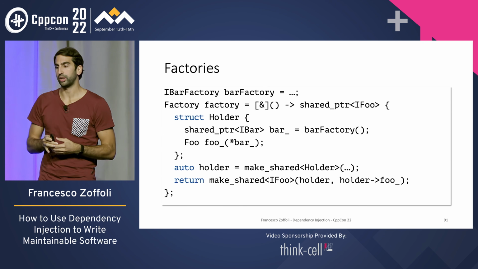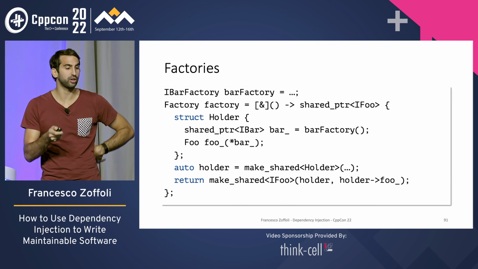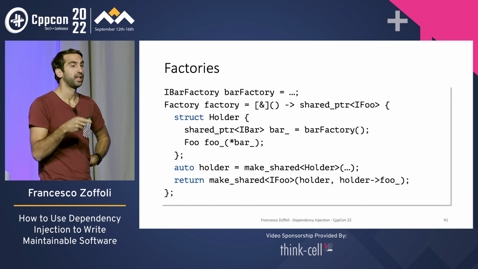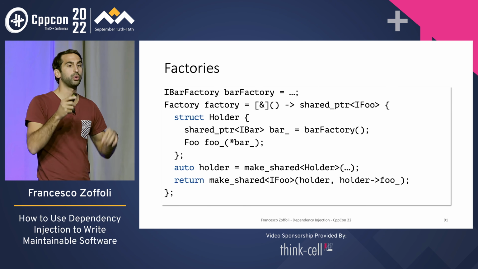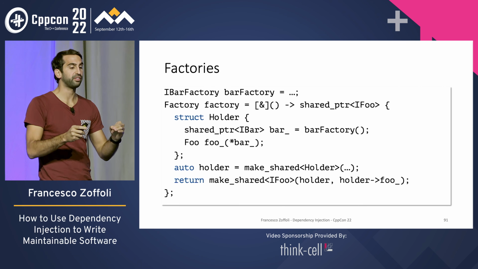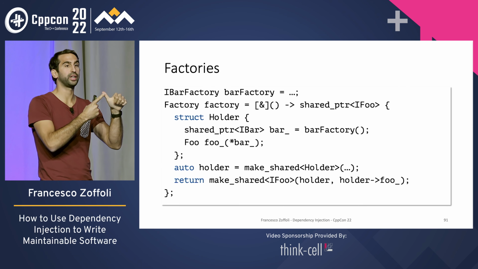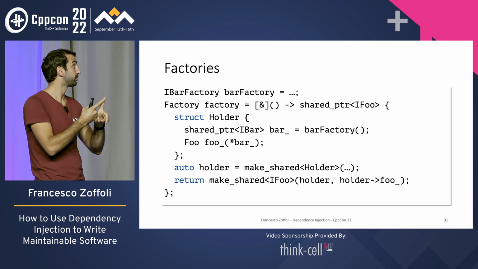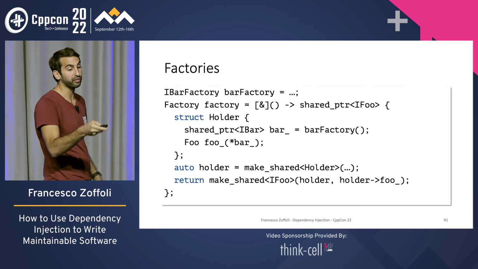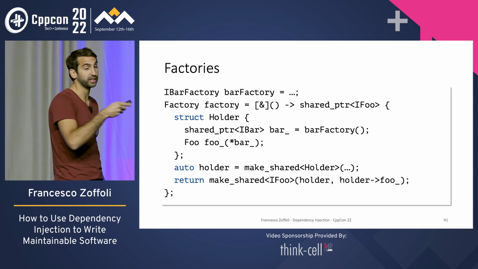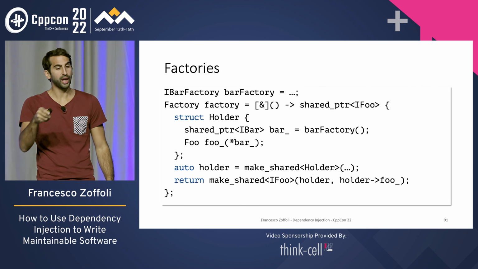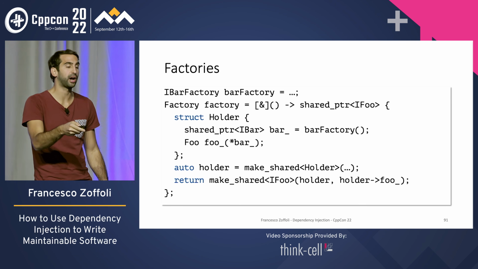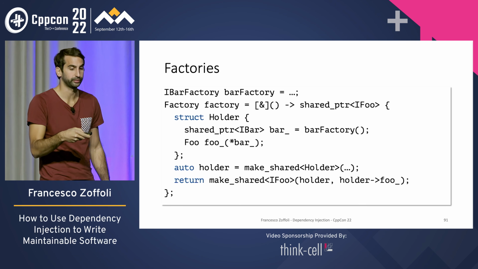So what can we do here? In the body of the function, we create a holder. This holder is a struct which is responsible for the lifetime of our component and all its dependencies. You can see that here we have Foo, which is not a shared pointer, it's just by value, and the shared pointer of IBar, which is returned by our factory.